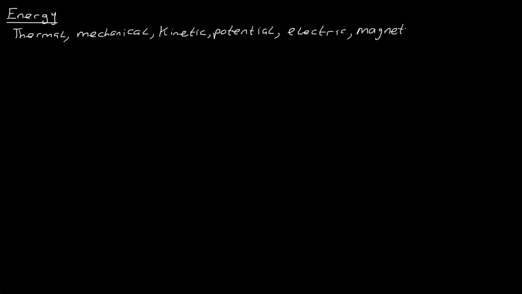Energy can exist in numerous forms, such as thermal, mechanical, kinetic, potential, electric, magnetic, chemical, and nuclear, and their sum constitutes the total energy of the system. In thermodynamics, we are usually concerned with the change in the total energy of a system, and it is often helpful to consider the various forms of energy that make up the total energy in two groups, macroscopic and microscopic.